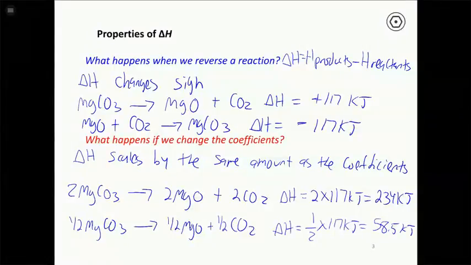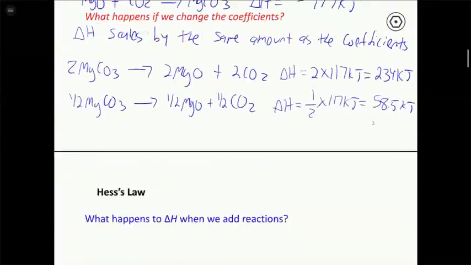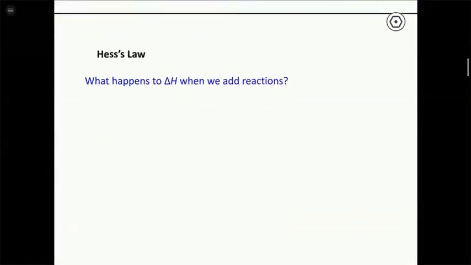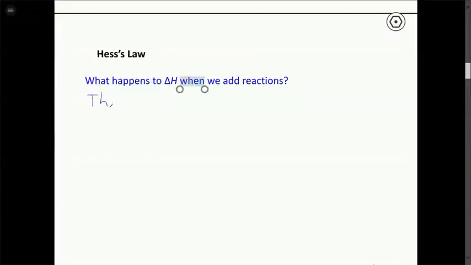So this brings us then into a situation where we have what's called Hess's law, where we can add delta H for 2 different reactions or 2 or more different reactions. So we've seen how delta H changes when we change something about an individual reaction. Now let's see what happens when we combine 2 reactions together. So when we add reactions, the delta H's are also additive.